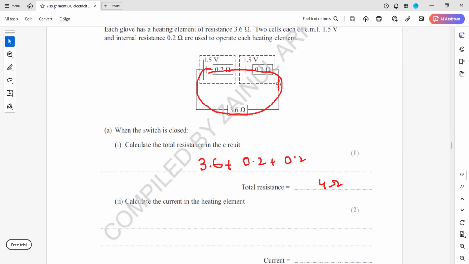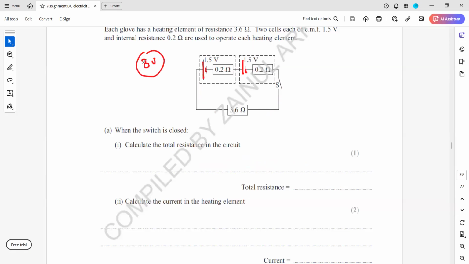Calculate the current in the heating element. The two cells are connected positive, negative, positive, negative, so the total voltage will be 3 volts. Use the formula V equals IR. The total voltage of the circuit is 3, the current is unknown, and the total resistance is 4. So it will be 3 by 4, or 0.75 ampere. So 0.75 ampere is the current which will flow through each component.